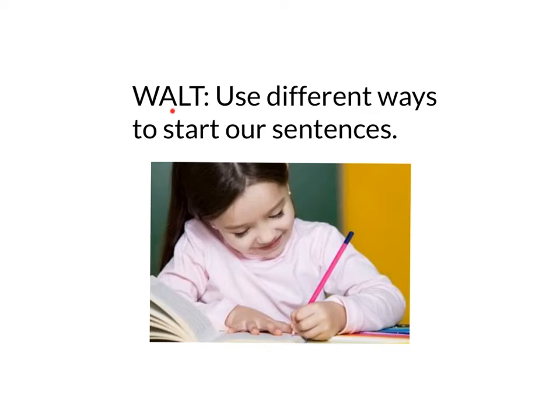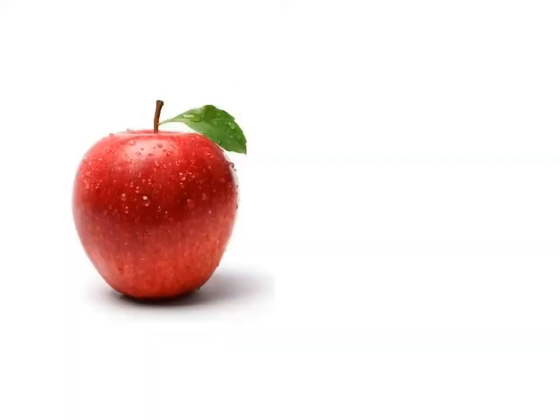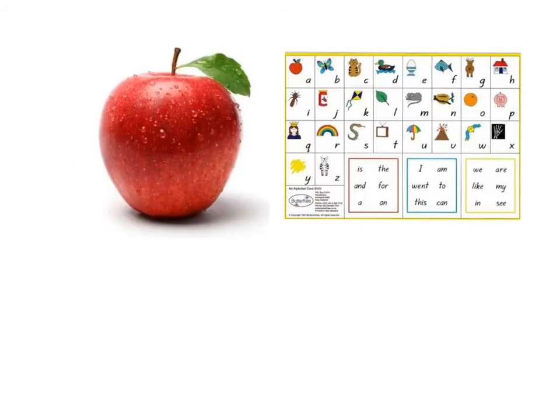We are learning to use different ways to start our sentences. I am going to write 2 sentences about this apple, and each sentence that I write is going to start in a different way. My first sentence is going to say, "The apple is red." Remember to use your alphabet chart to help you use your fast words and your letters for your hearing words.